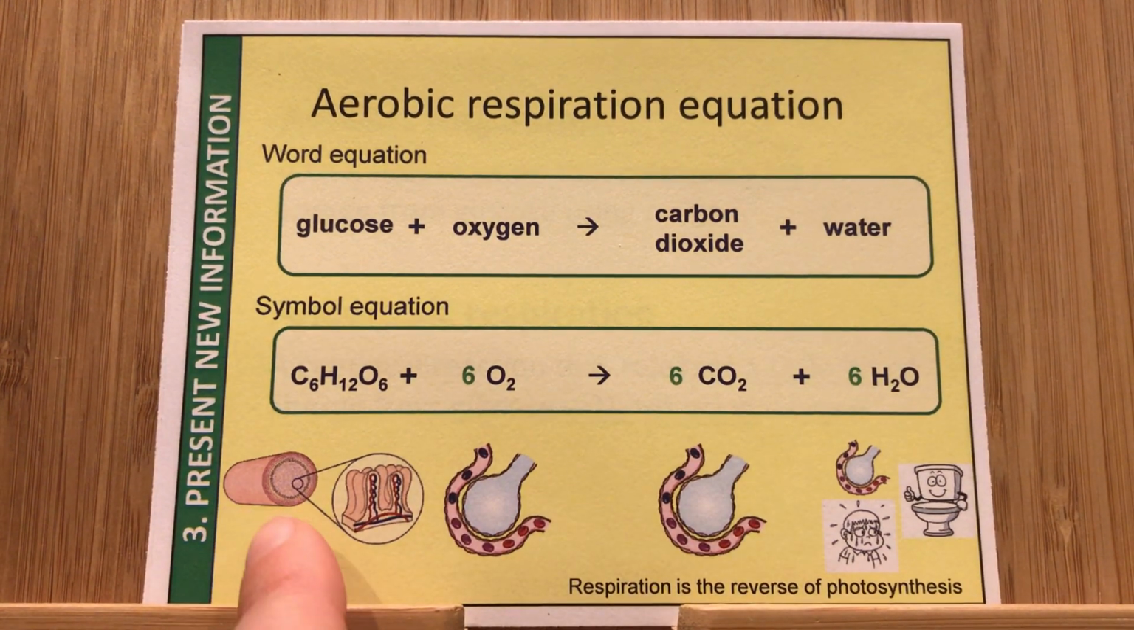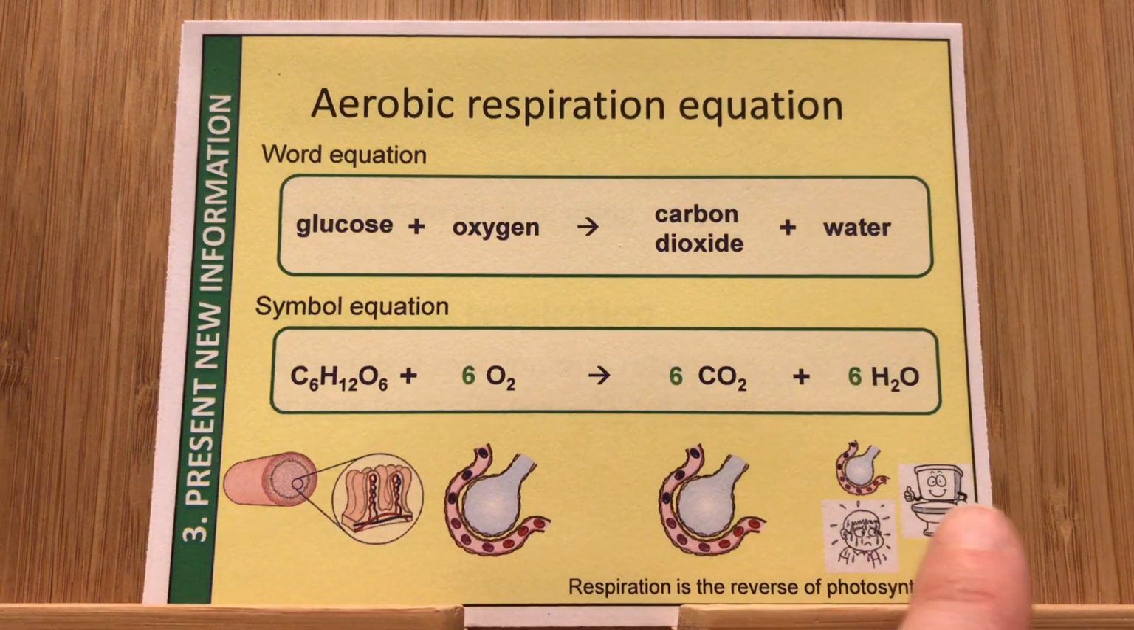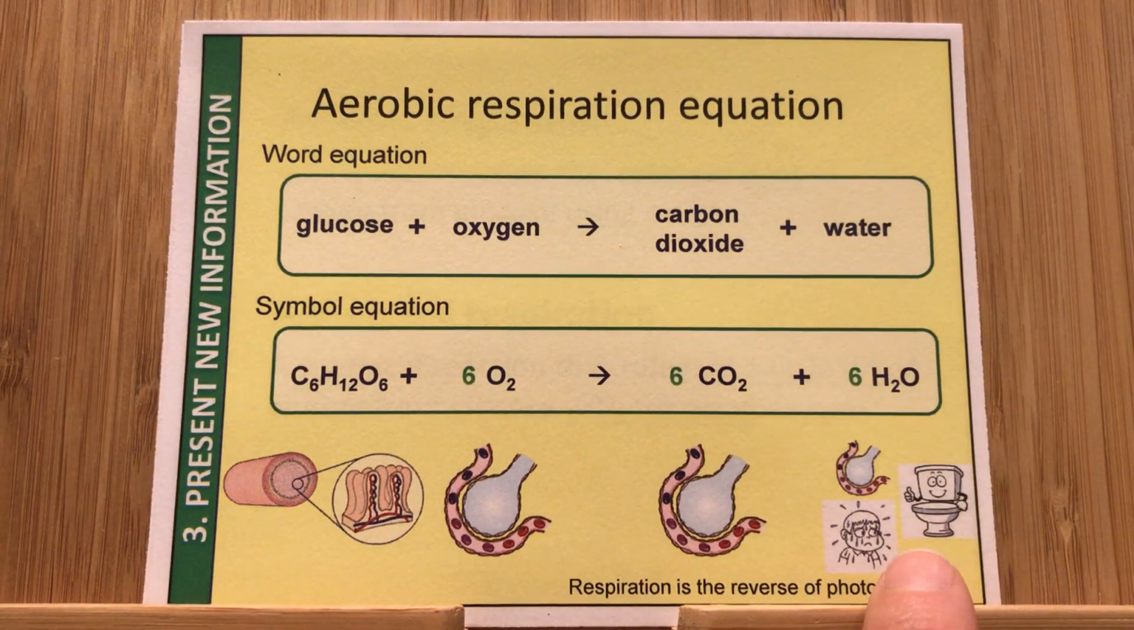To get the extra bit of glucose across, we use active transport, but you can look at that in the B2 videos. And then water can be removed when we breathe. If you breathe onto your hand, you can feel the water there. Sweating, and also in urine.